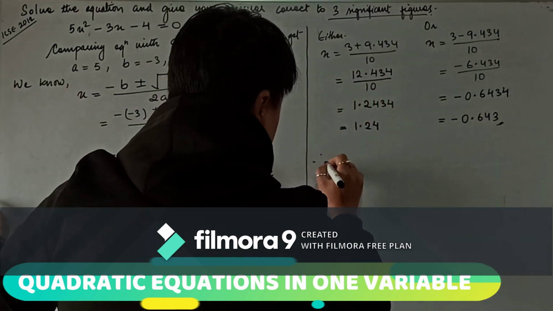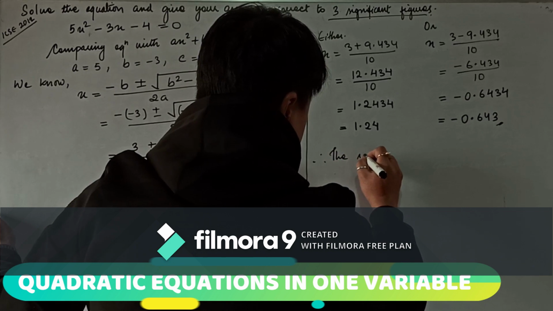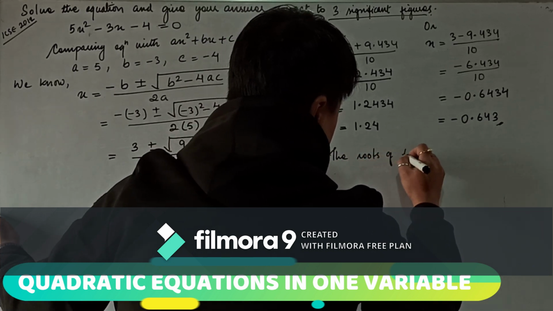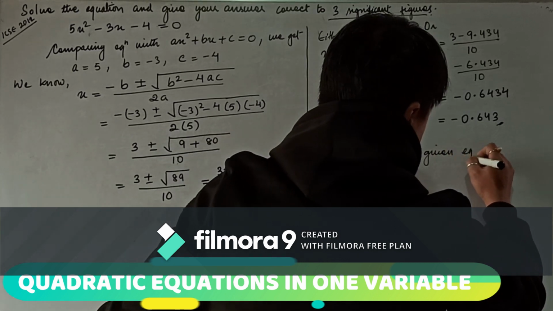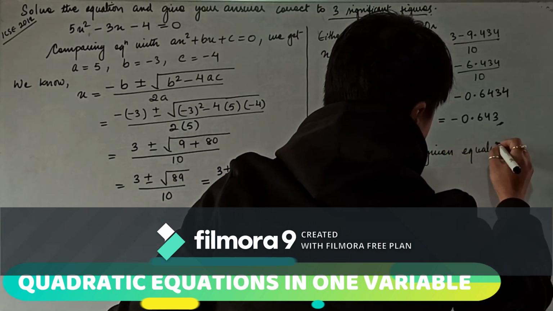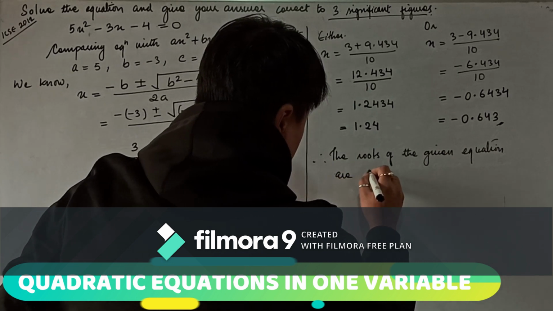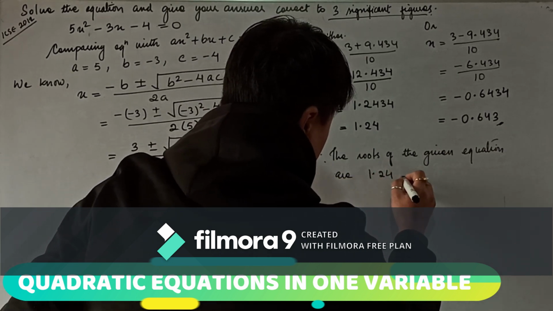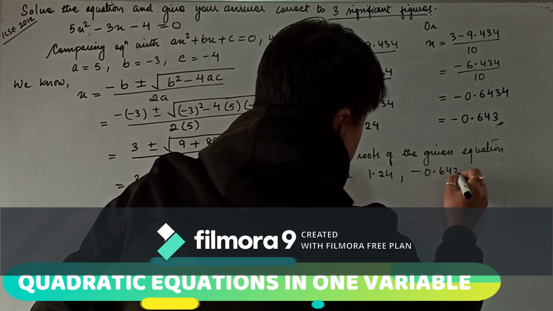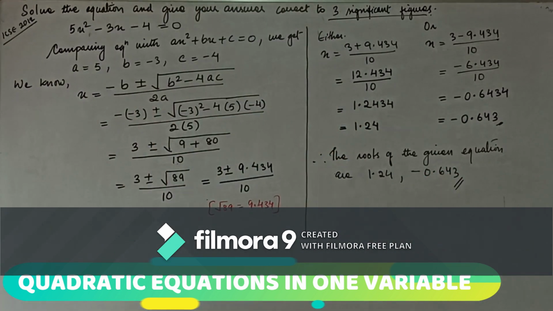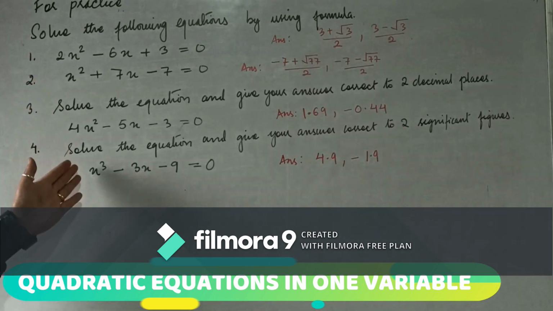Therefore the roots of the given equation are 1.24 comma minus 0.643. Clear?